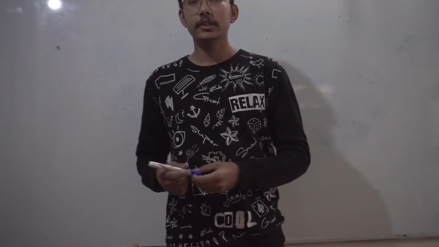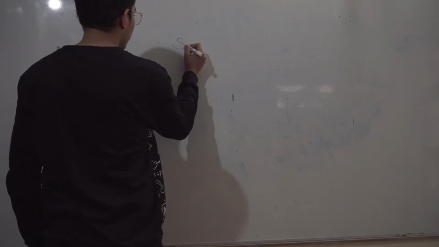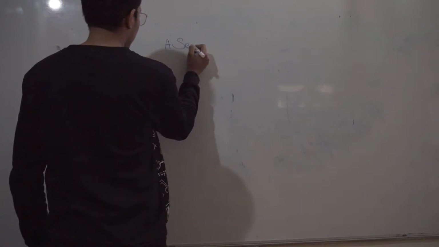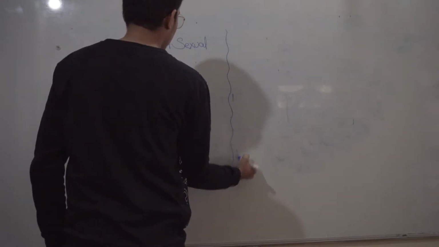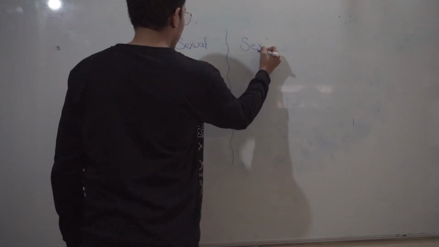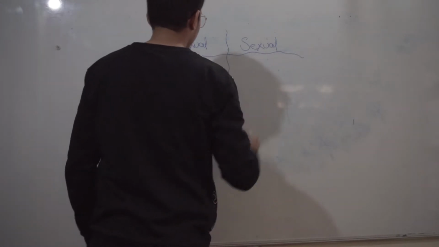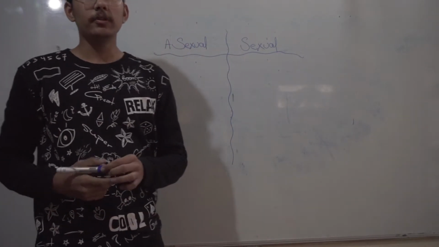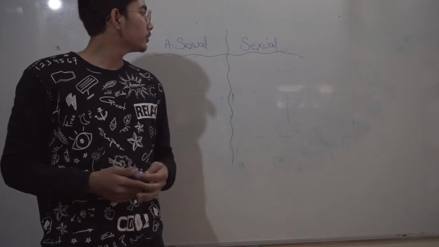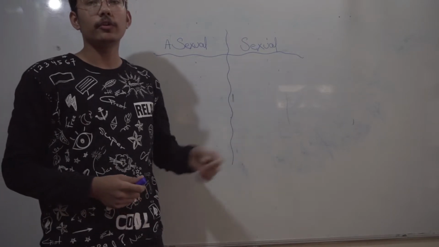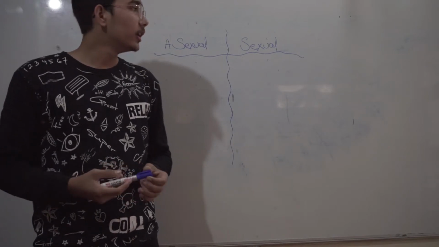Now, the two categories of reproduction. In asexual reproduction, there is involvement of a single parent, and in the case of the sexual one, there is involvement of two parents. That's why they are known as uniparental and biparental reproduction, respectively.